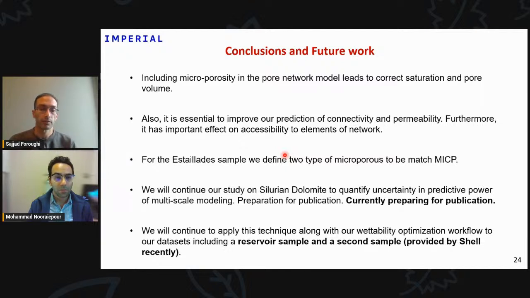And currently, what we want to do is we want to see the effect of wettability on the relative permeability by this multi-scale pore model tools that we have, and then we want to apply for other samples that we have in our project.